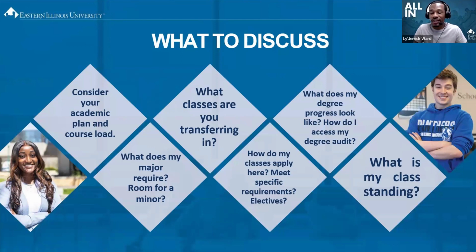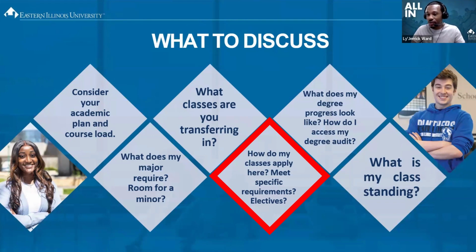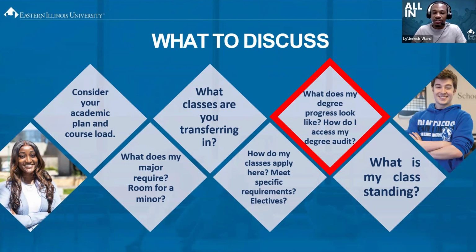And some things we'll discuss in our advising appointments. We want to consider your academic plan and course load. So what are you comfortable enrolling in per semester? What does your major require, and do you have room for a minor? What will you have transferring in, and what does that meet? Does it help meet gen ed requirements or major requirements or electives? What does your degree progress look like, or how do you access your degree audit? Because your degree audit is another tool that you can access within your PAWS account.